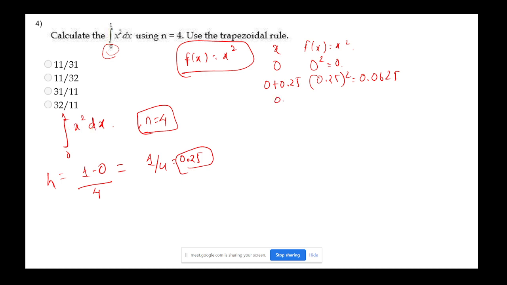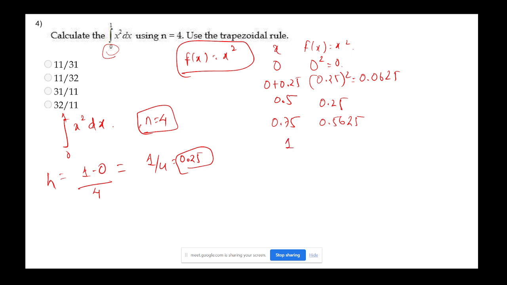So the next point will be 0.5. So 0.5 square is nothing but 0.25. Then if you add again, it will be 0.75. So 0.75 square is nothing but 0.5625. And next, obviously, it will be 1.